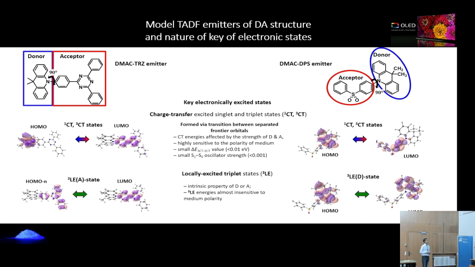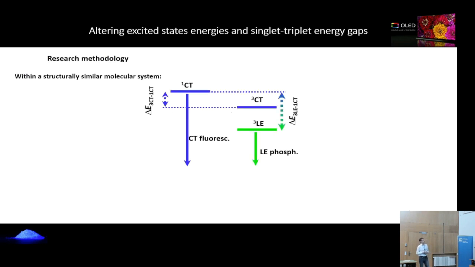And another important excited state has local character. This is usually the intrinsic property of the donor or acceptor fragment itself, and these states are less sensitive to the polarity, and they mainly depend on the fragment they are localized on. And just a few words about our research methodology, as we are trying to explain the experimental results from different materials.